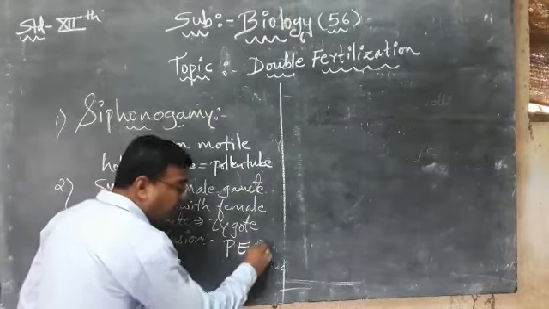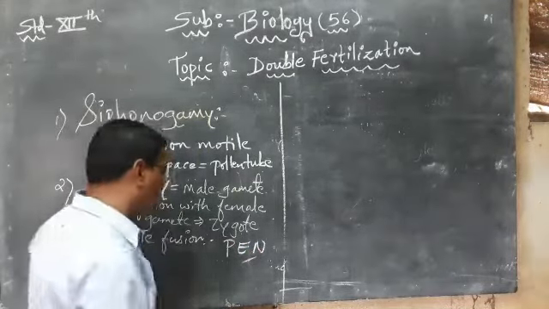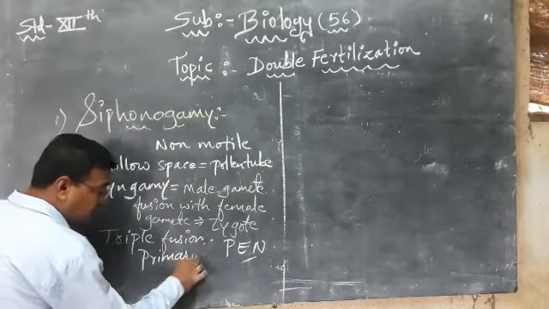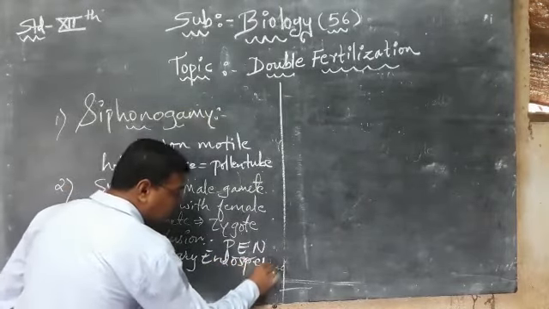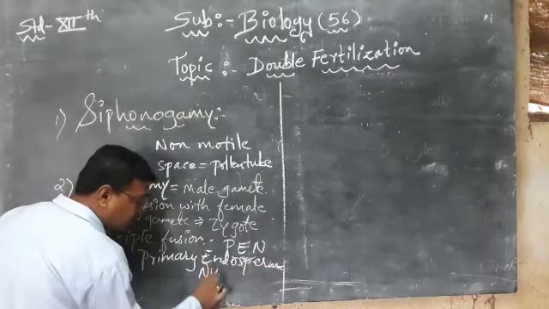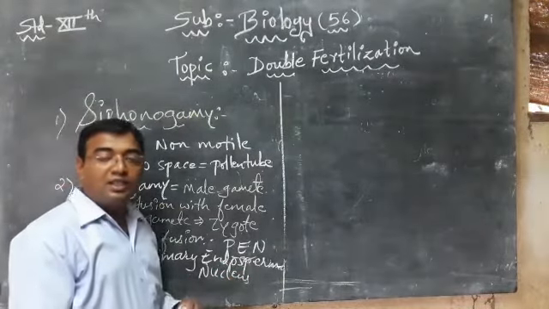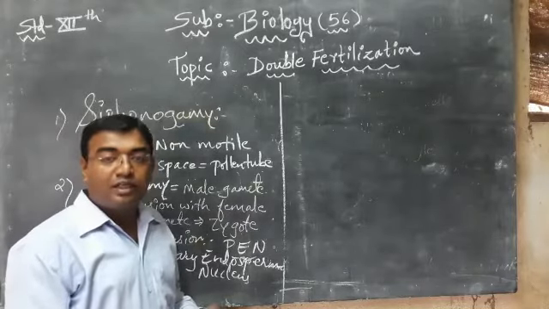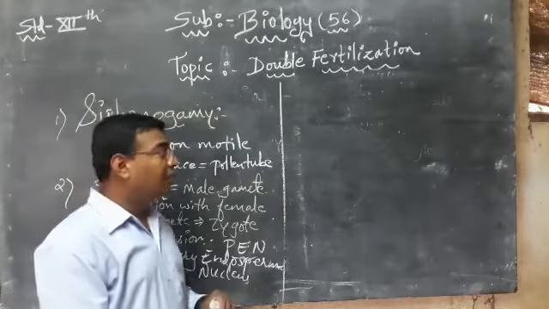What is the meaning of PEN? PEN means primary endosperm nucleus. I will write for you. PEN means primary endosperm nucleus, and the primary endosperm nucleus is responsible for formation of triploid endosperm. Triploid endosperm is also one of the characteristic features of double fertilization.